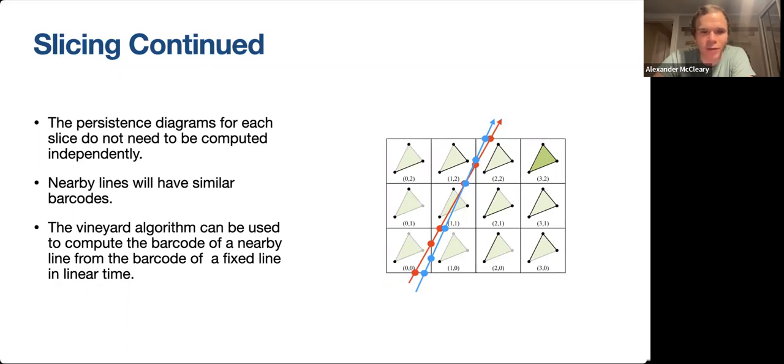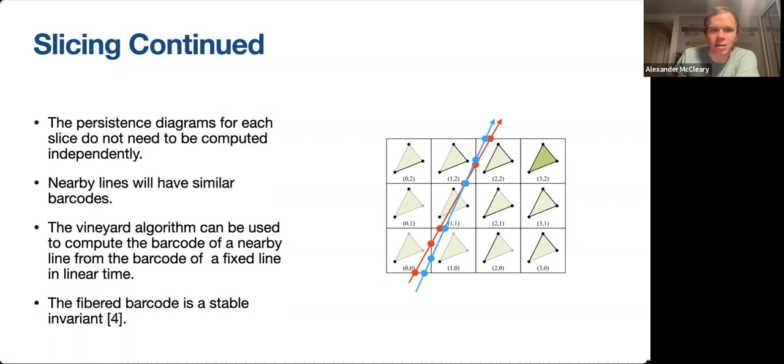We can use something called the Vineyards algorithm, which, if our data set is very close to a data set that we've already computed the persistence diagram for, gives us a way to compute the new persistence diagram in linear time from the old one. So this is something that can be used very effectively, and it is used in some multi-parameter invariants.